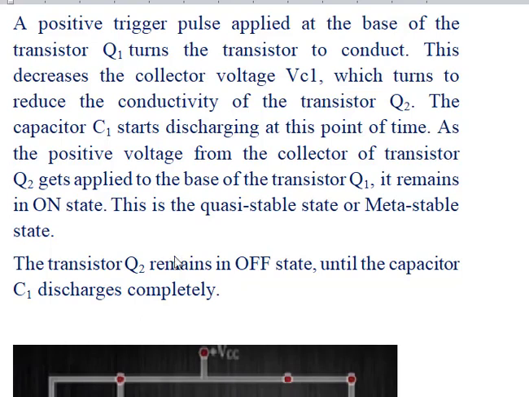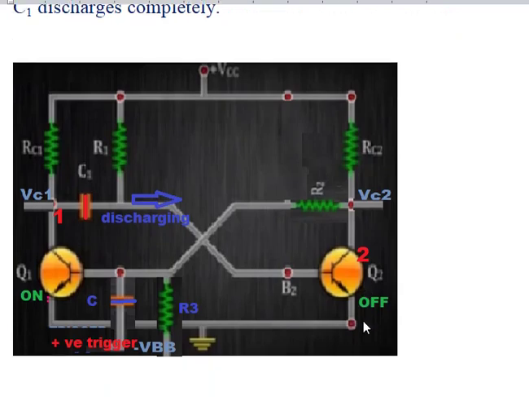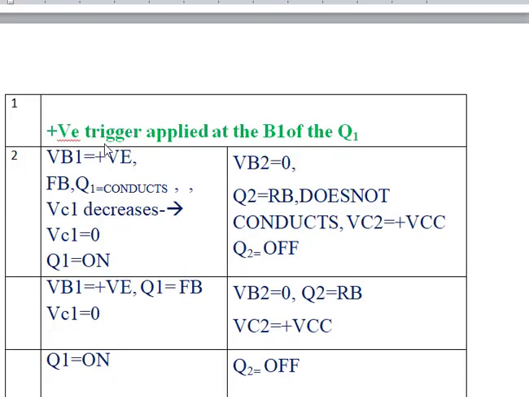Now the transistor Q2 remains in off state until the capacitor C1 discharges completely. Now the transistor Q1 is in on state, Q2 is now in off state. Now this capacitor charge starts to discharge. When the positive trigger is applied to the base of the transistor, the following changes happen.